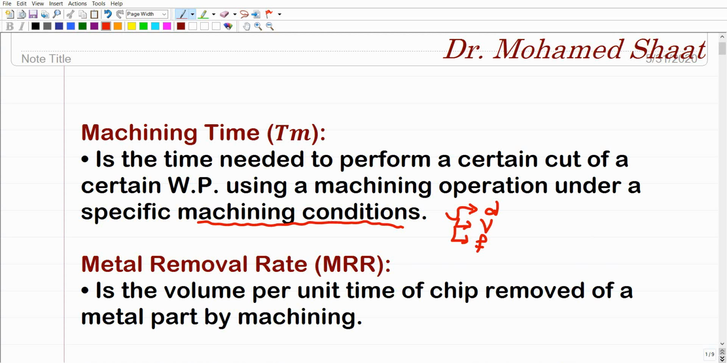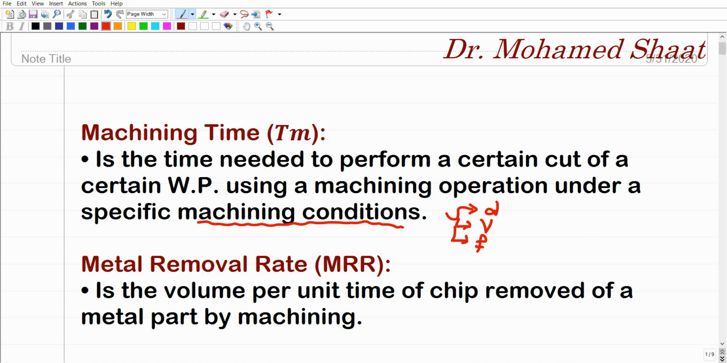If you're going to manufacture a part by machining, this definitely would cost. Some of the cost is the time, how long it would take. As long as it's going to take a long time, it means that the cost should be higher. Also, the metal removal rate: if we are going to remove so much volume per unit time, definitely the cost of this product will be increased as well. So these two parameters would be used for the estimation of the cost of the machining operation.